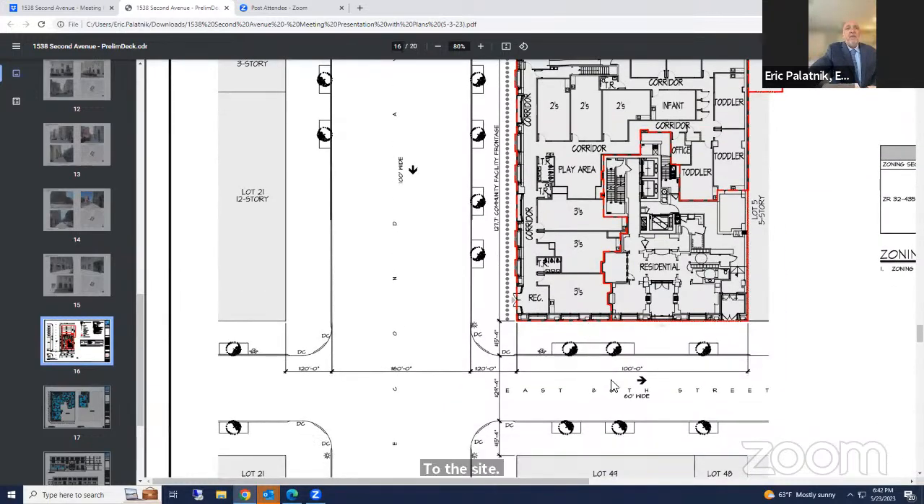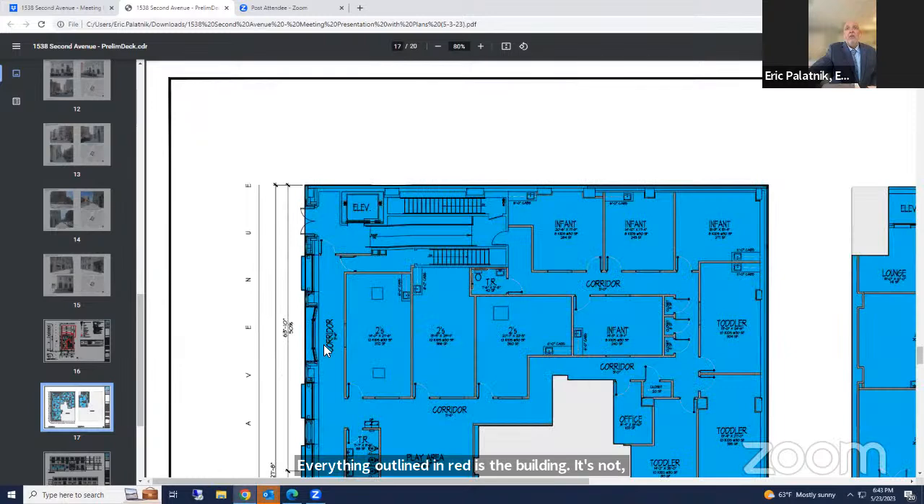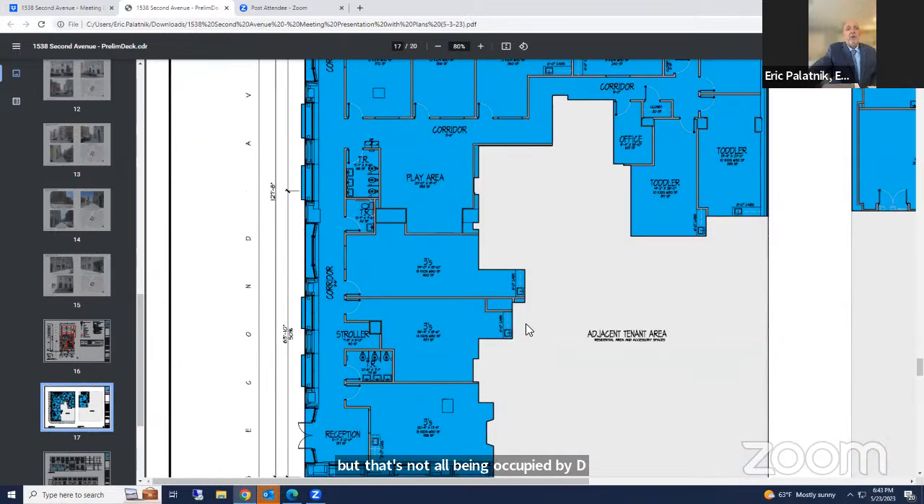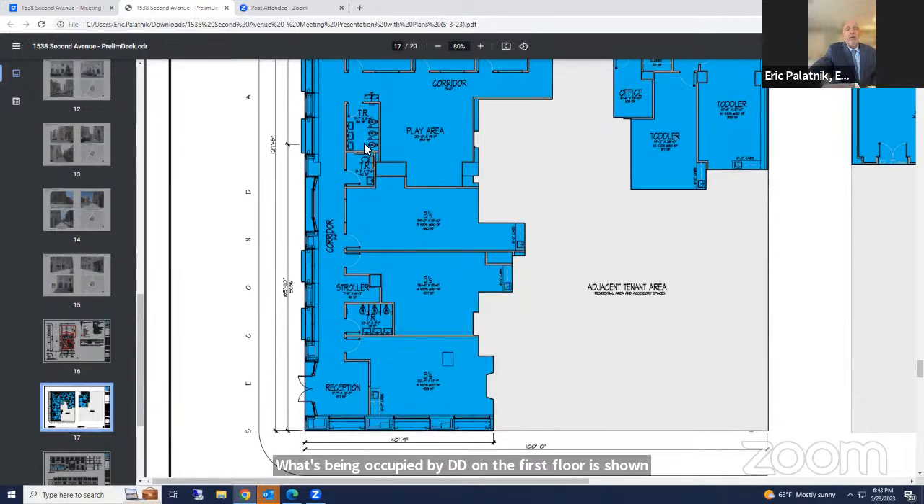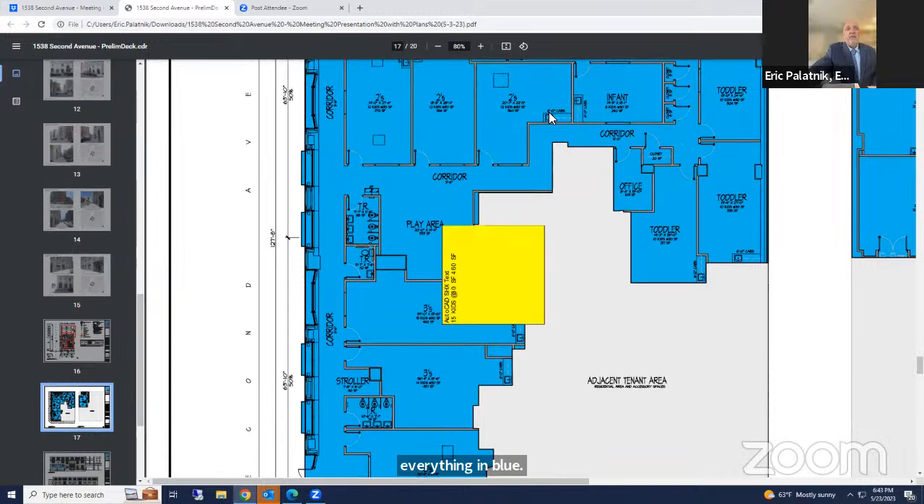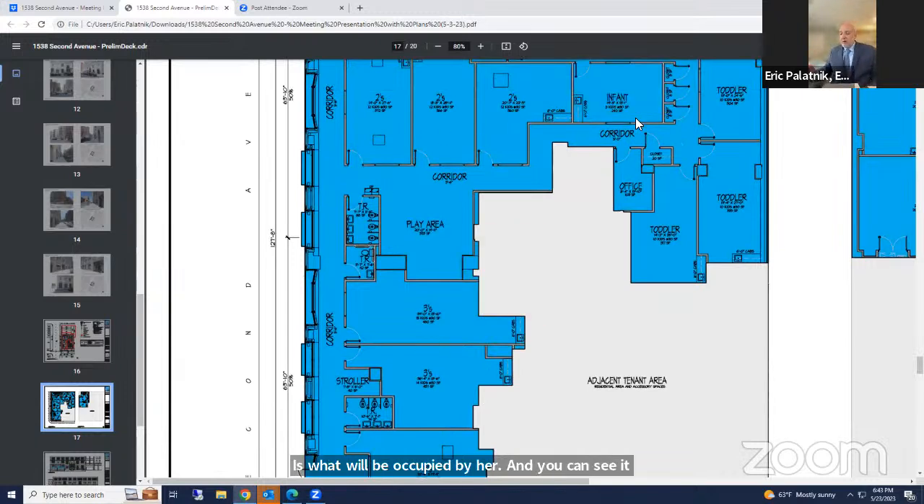So this is a site plan and really a first floor plan for you. It's more of a site plan too, because it shows you the streets around it. Everything outlined in red is the building. But that's not all being occupied by Deepti. What's being occupied by Deepti on the first floor is shown right here. And this shows you on the left side, everything in blue is what will be occupied by her. And you can see it extends around the entire perimeter.